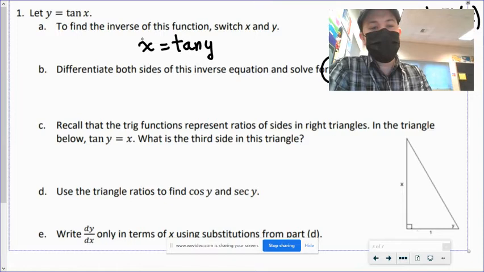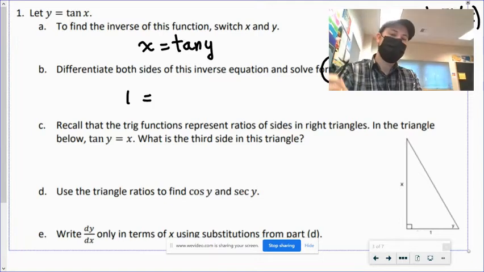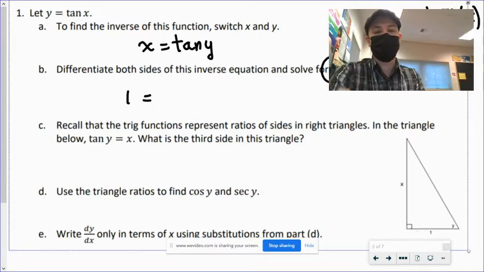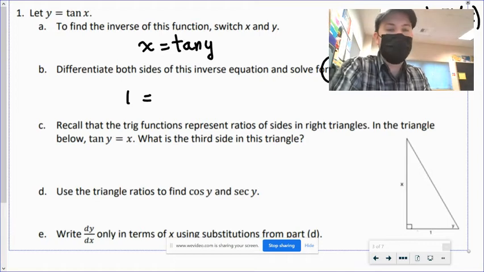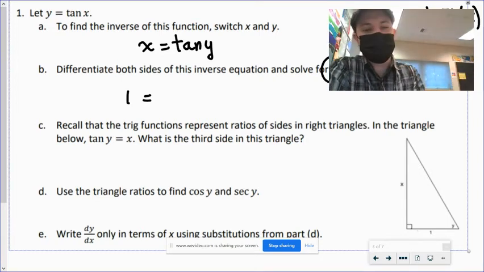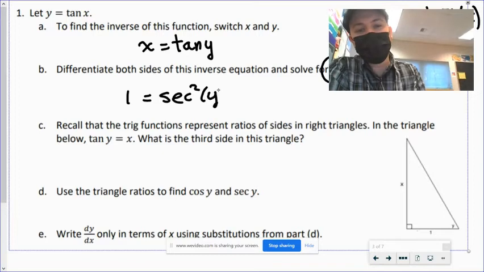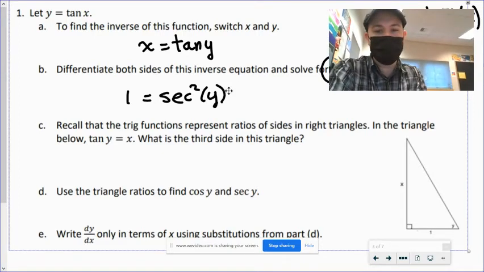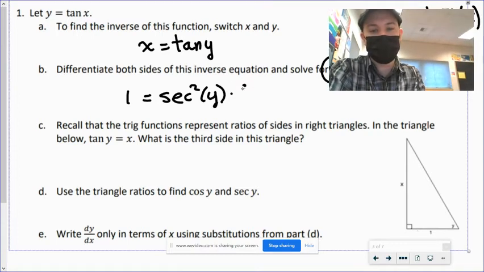So if I differentiate the x with respect to x, I get 1. And on the right side, if I differentiate the tangent of y, recall that the derivative of the tangent of something is secant squared of that something. But like we've been practicing with the chain rule and implicit differentiation, I have to multiply by the derivative of that inside function, y, which is dy dx.